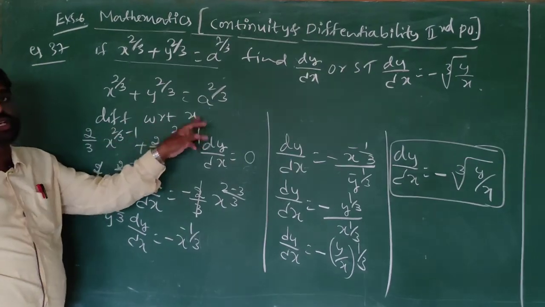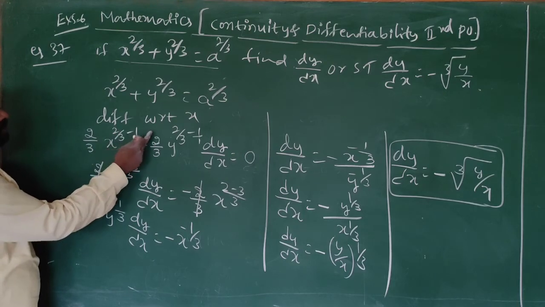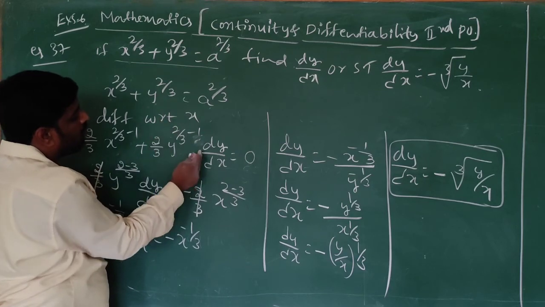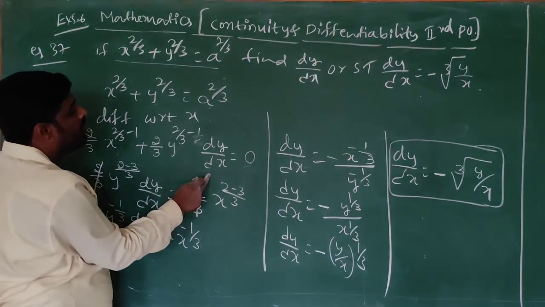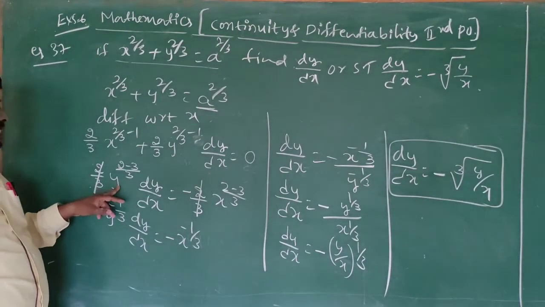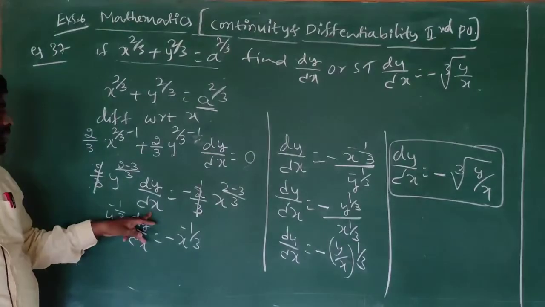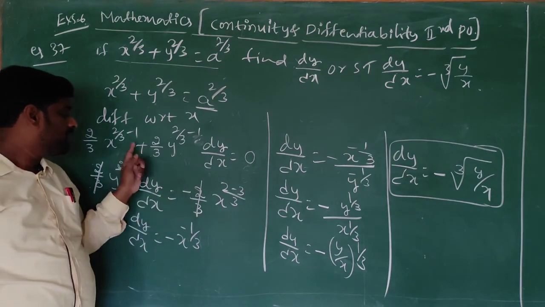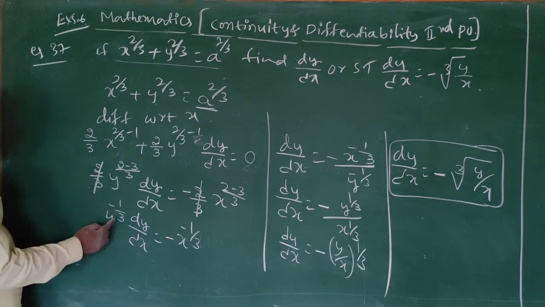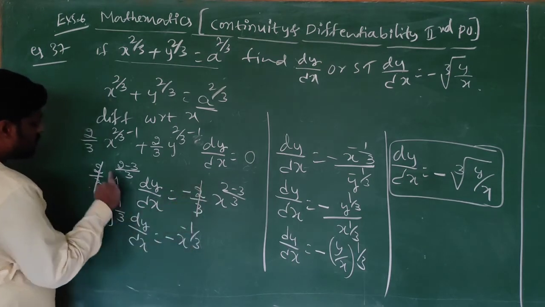Differentiate with respect to x. So 2 by 3 x to the power of 2 by 3 minus 1 plus 2 by 3 y to the power of 2 by 3 minus 1 into y differentiation is dy by dx. So constant differentiation is 0. 2 by 3 y to the power of (2 minus 3) divided by 3, y differentiation is dy by dx. So minus 2 by 3 x to the power of (2 minus 3) divided by 3. So y to the power of minus 1 by 3 dy by dx equals minus x to the power of minus 1 by 3. This one cancels.